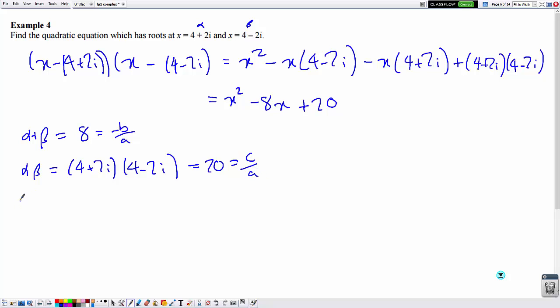And then let's say let a equal 1. Then my b is equal to minus 8. And my c is equal to 20. And then this gives me x squared minus 8x plus 20. Remembering actually one thing I didn't do, we have to make this equal to 0, otherwise it's not a quadratic equation.